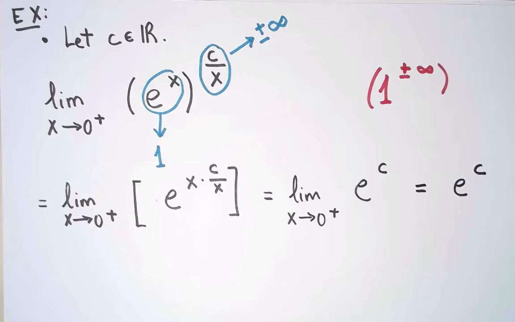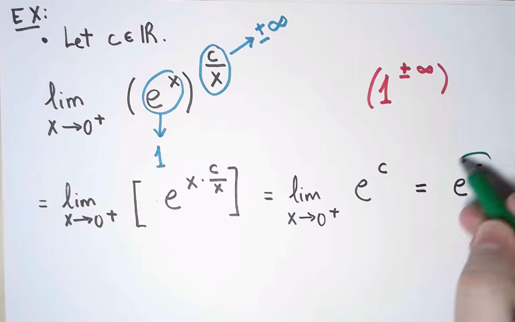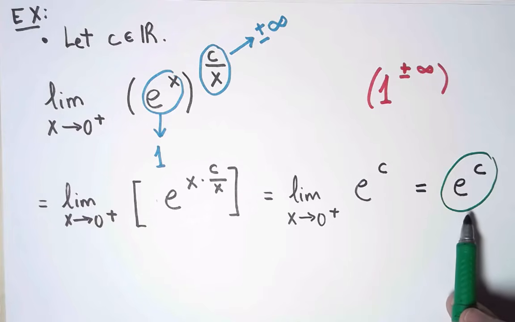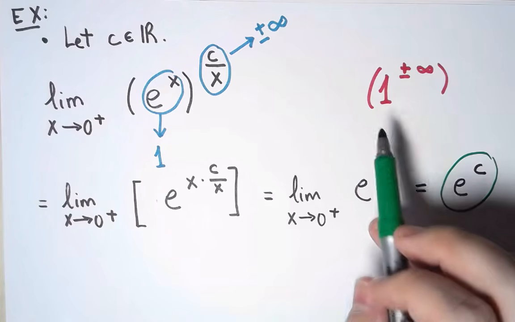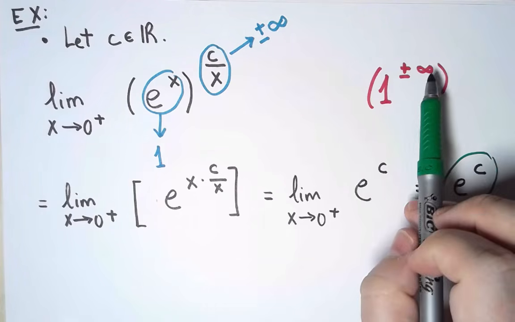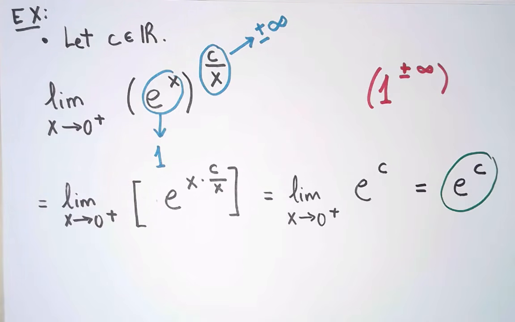By choosing different values of c, I can construct examples of limits of type 1 to the infinity that have many different values. In fact, I can make the final limit be any positive number I want. So this justifies saying that 1 to the infinity is an indeterminate form. Just from knowing that I have 1 to the infinity, I don't know what the final answer will be.